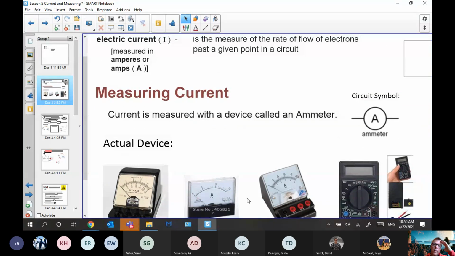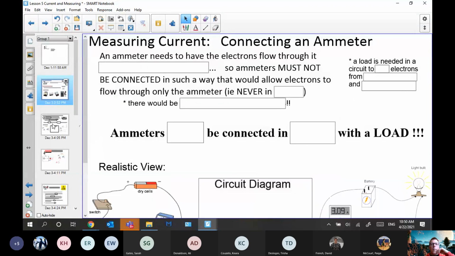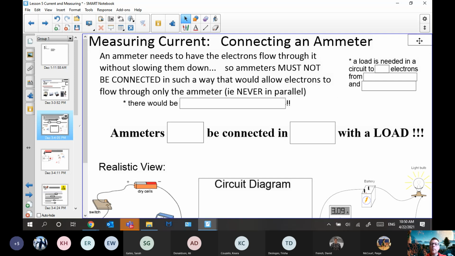So the devices look similar to a voltmeter, but they're actually measuring how much current goes through the circuit instead of just measuring the amount of voltage, the energy that's dropped off. So when we're measuring current, the ammeter needs to have electrons actually flow through it, and not slow them down. And so it needs to be connected in series with circuits. Essentially, allow electrons to flow.